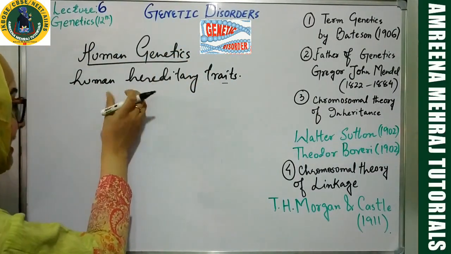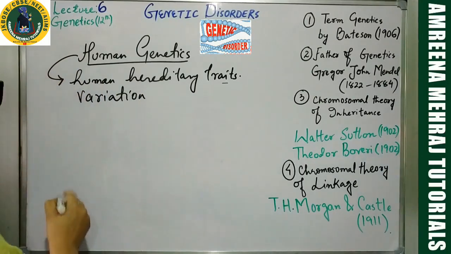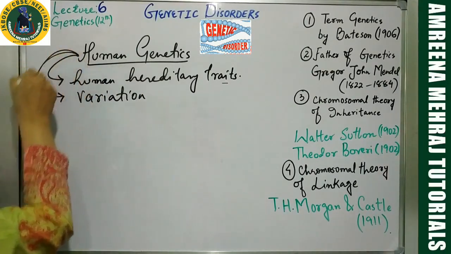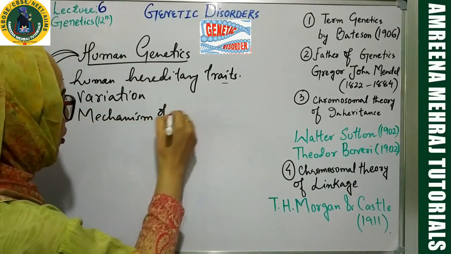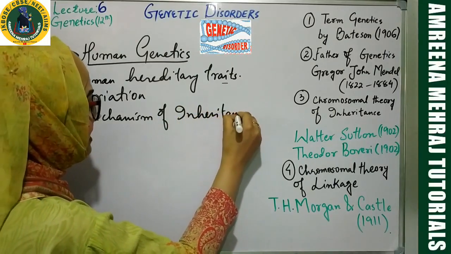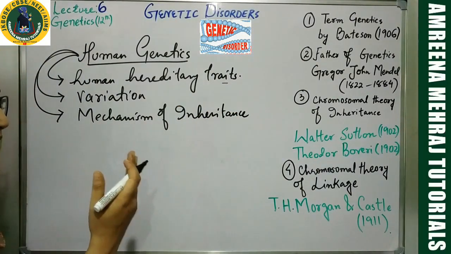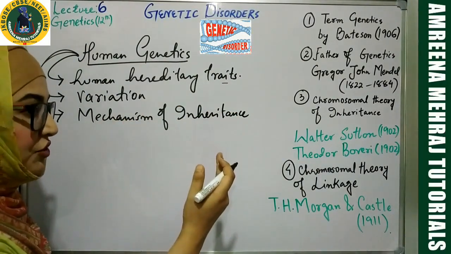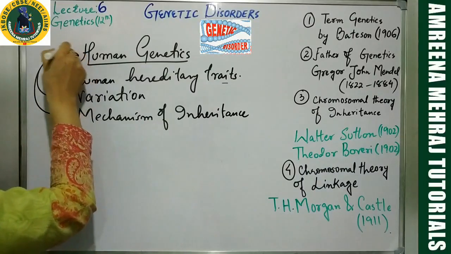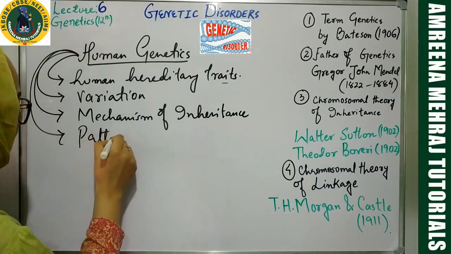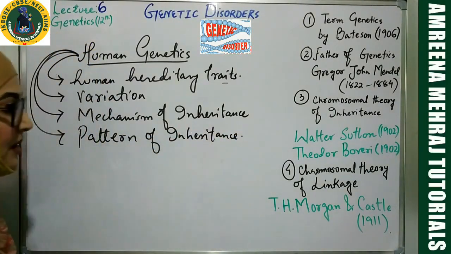We don't only study them, we study variations also, under human genetics. We also study the mechanism of inheritance. Inheritance means transmission from one generation to another generation. So what is the mechanism of the particular trait once it's transferred? Is it X-linked or autosomal linked? We study that also under human genetics. And other than that, we also study the pattern of inheritance. This is a nutshell about human genetics.